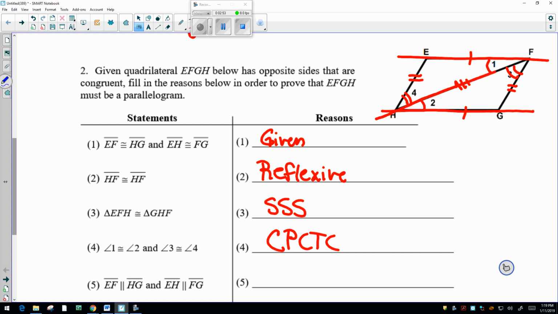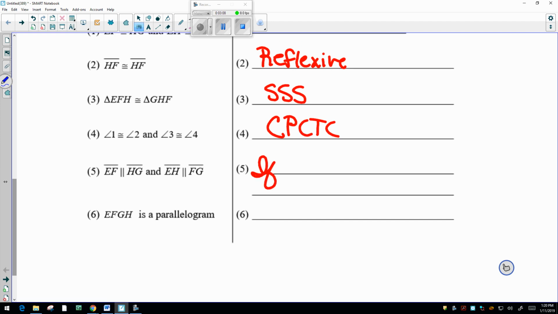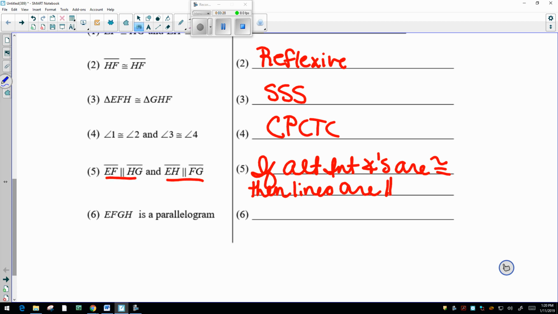And if I trace out how they're formed, it sure looks like those lines have to be parallel. Well, that's because angles 1 and 2 are alternate interior angles. So we can say here, if our alternate interior angles are congruent, then the lines are parallel. And if we think about what we just found, we have a four-sided figure where we have two sets of opposite sides that are parallel. We've got to be able to state that it's a parallelogram. And really, that's the definition of a parallelogram.